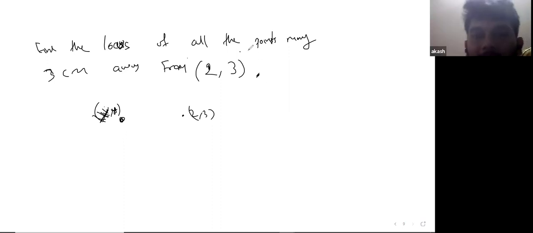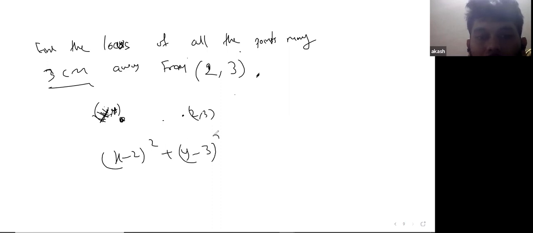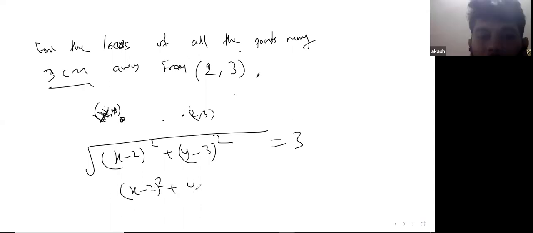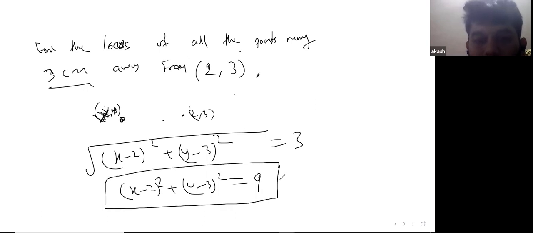So now I'm going to apply the condition here. Distance between them is always 3 centimeters. So I'll write x minus 2 whole square plus y minus 3 whole square under root is 3, right? So x minus 2 whole square plus y minus 3 whole square equals to 9. This is the equation of a circle. This is the coordinates of center, and this is the r square, radius square. All right. This is the locus. It's very easy.